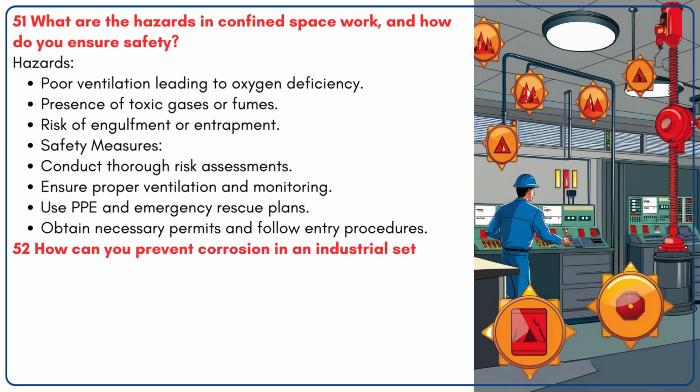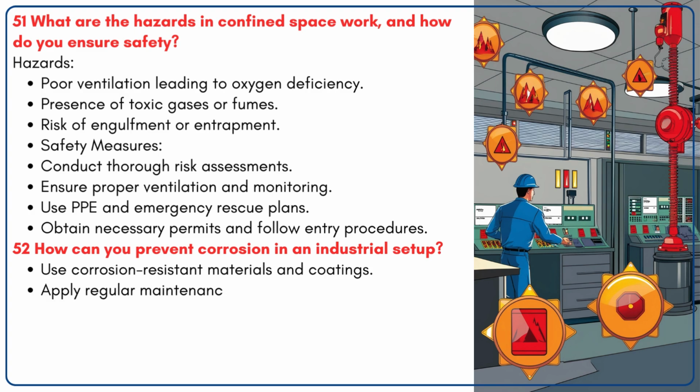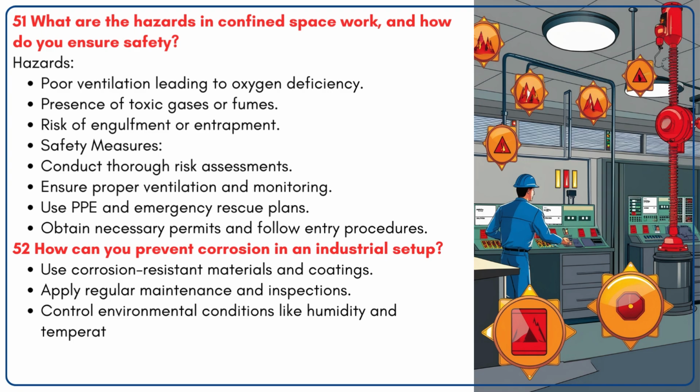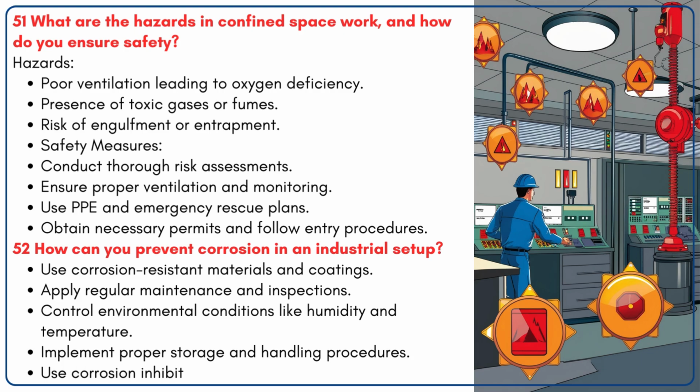52. How can you prevent corrosion in an industrial setup? Use corrosion-resistant materials and coatings. Apply regular maintenance and inspections. Control environmental conditions like humidity and temperature. Implement proper storage and handling procedures. Use corrosion inhibitors and protective coatings.